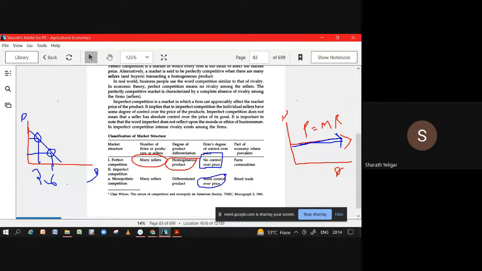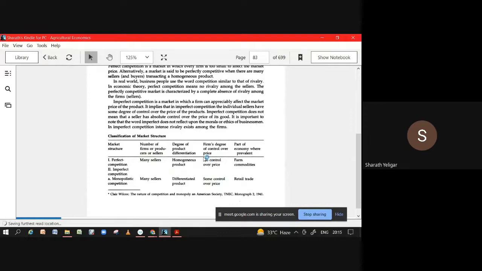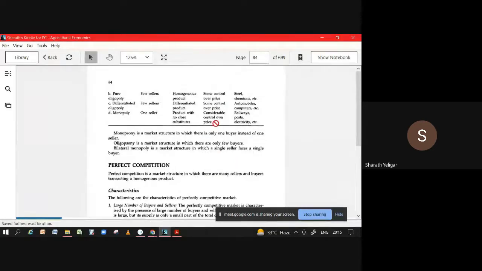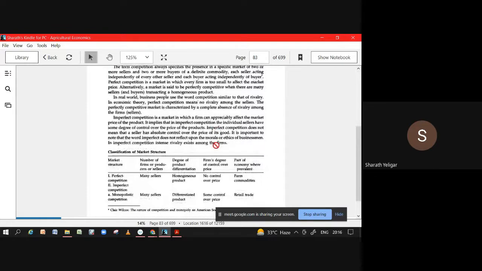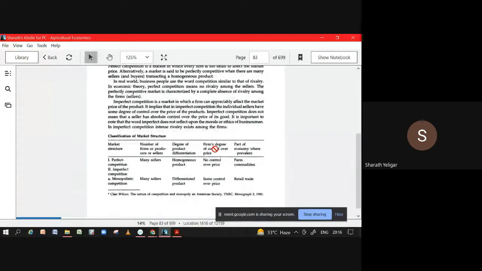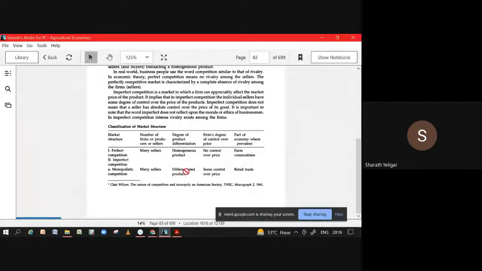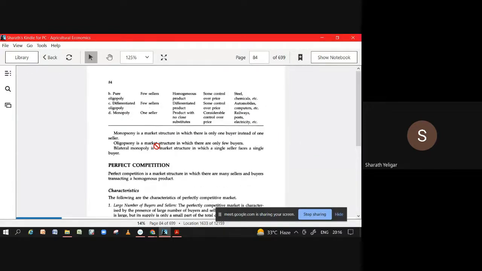Or you can see that in monopoly it will be given full control. See, it's given considerable control, but it's actually full control, okay? Because he is the only seller. So the control over the price increases as the number of sellers decreases. Okay. And the difference between perfect competition and monopolistic competition is that monopolistic competition has differentiated products. Example, retail trade. Agriculture market is the example of perfect competition, okay, near to perfect competition.